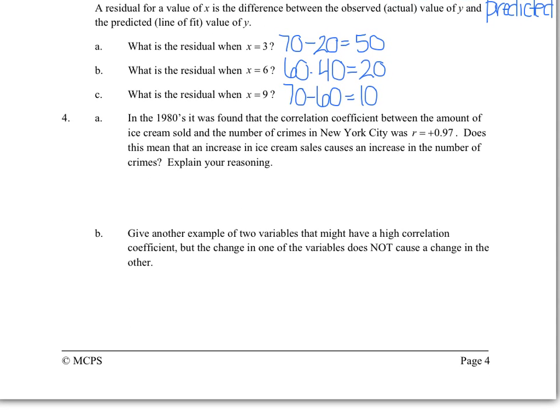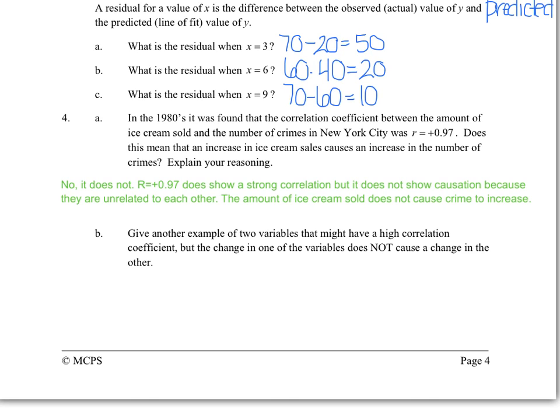Question 4. In the 1980s, it was found that the correlation coefficient between the amount of ice cream sold and the number of crimes in New York City was R equals positive 0.97. Does this mean that an increase in ice cream sales causes an increase in the number of crimes? Explain your reasoning.